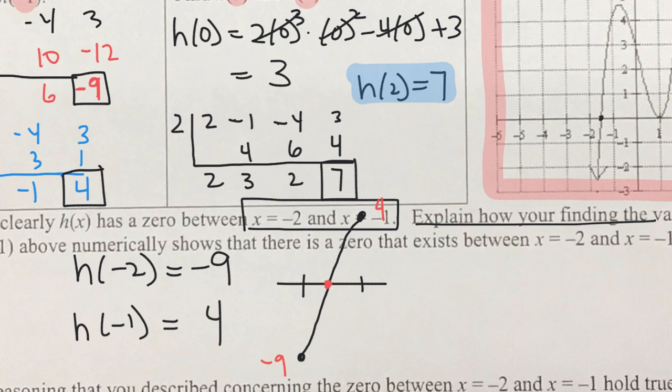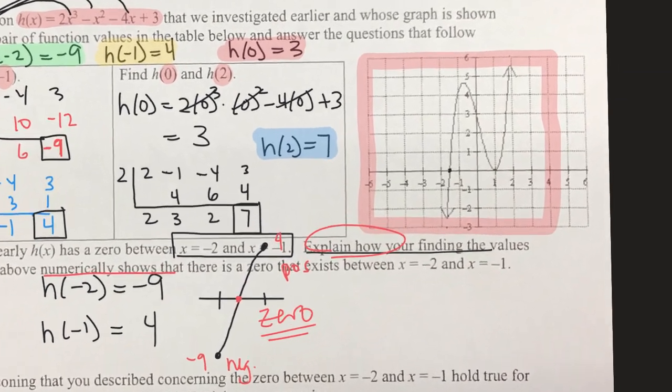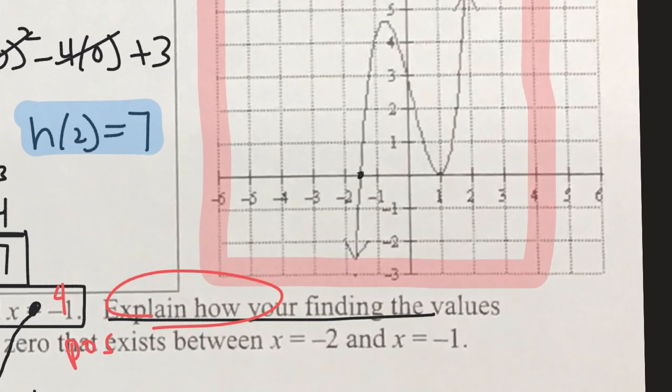Okay? So that's what we're explaining. So numerically, there has to be a 0, because on the left side, it's a negative value, and on the right side, it's a positive value. And between any negative and positive, there has to be a 0. Okay? A 0 has to be there because it's negative on the left and positive on the right. So does that work for the 0 between 0 and 2? Okay? Does there have to be, based upon your numbers, a 0 in between there?